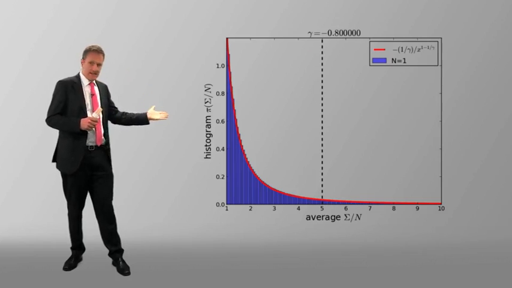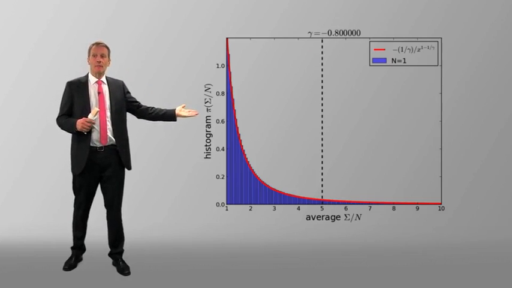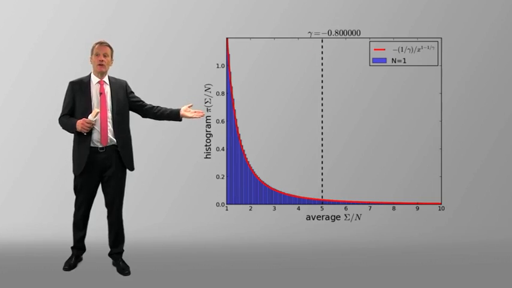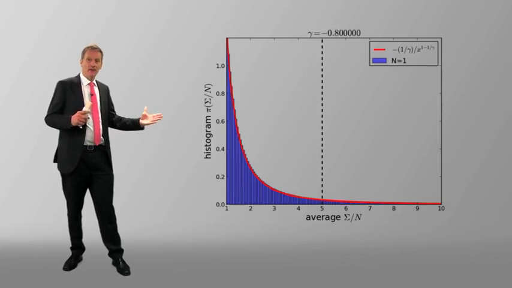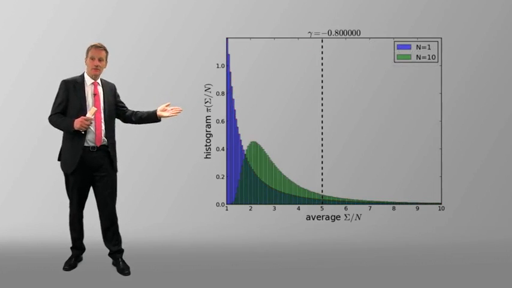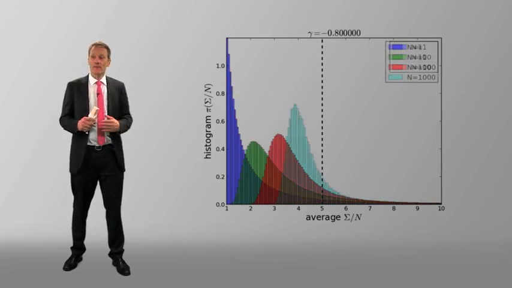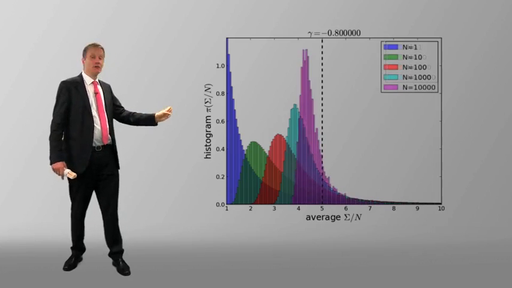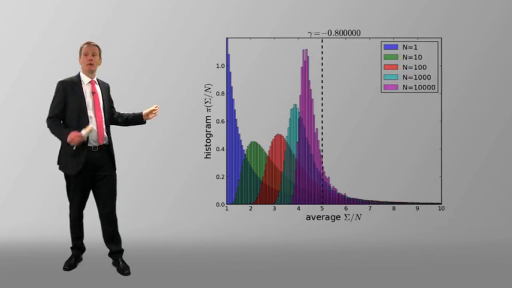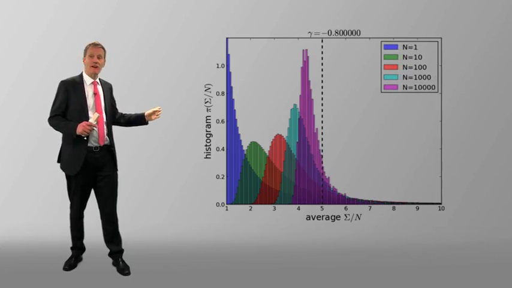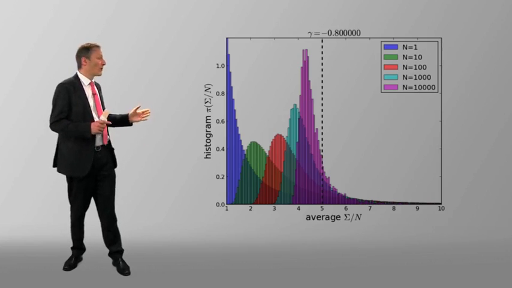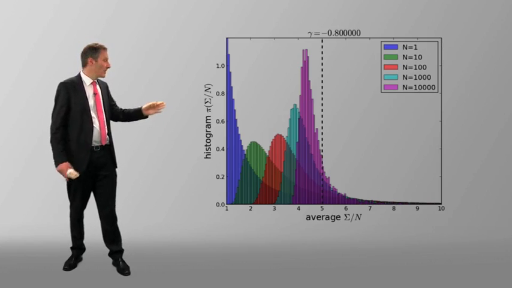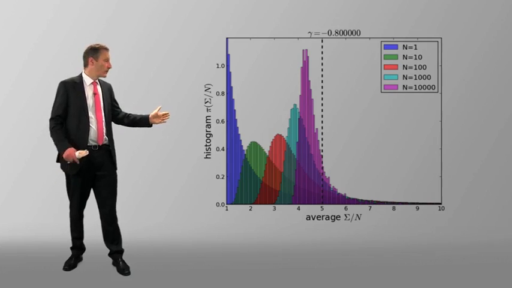So it goes like this, and it decreases like 1 over x to the power of 2.25. Then we take the sum sigma over n for n equal to 10. We get this distribution. Then for 100, we get a new distribution, for 1,000, and so on. All the averages are equal to 5, but the most probable values only very slowly approach 5. And this was the reason why we obtained a wrong result, because the average turned out to be very different from 5.